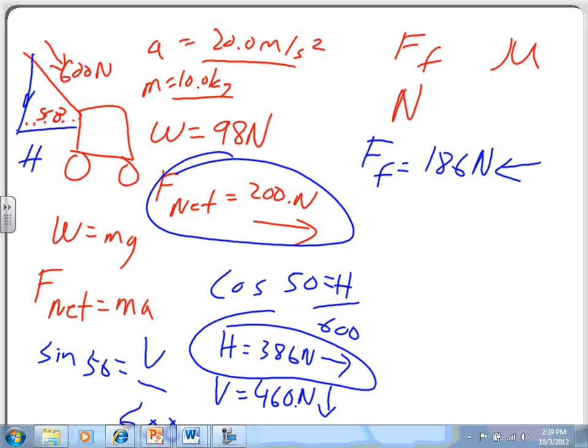Now to get those other two things, the frictional force and the normal force, remember the normal force is the force that's pushing the two surfaces together. So in this problem, the forces that are pushing the lawnmower against the ground are, number one, the weight of the lawnmower, and number two, the force that we're pushing down on the handle. So if we add 460 and 98, that'll give us the force pushing the lawnmower to the ground. So 460 plus 98, we have a total normal force of 558 newtons.